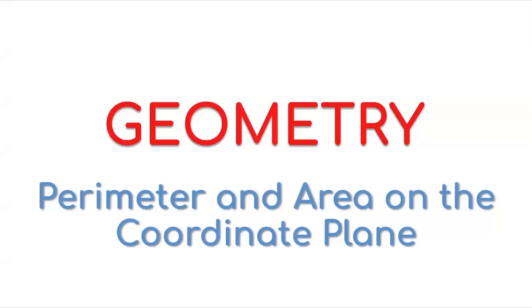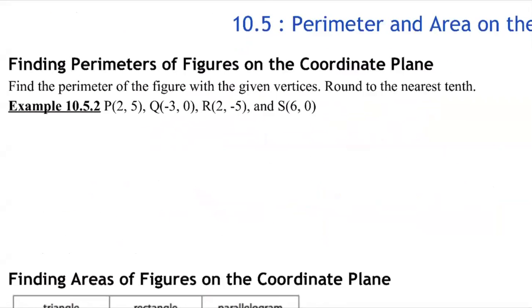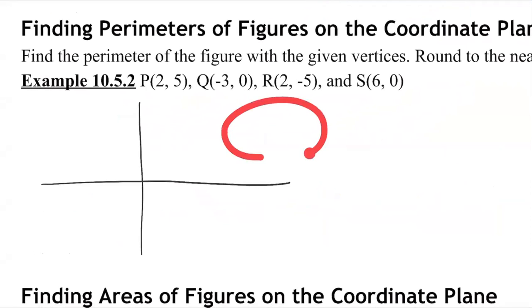Geometry lesson, perimeter and area on the coordinate plane. So we will be working on the perimeter of this particular shape. Since we have no idea what this is, let's give it a rough picture, a rough shape, so we could get our bearing. And we already know that when you go around the shape, it'll be PQRS, right?